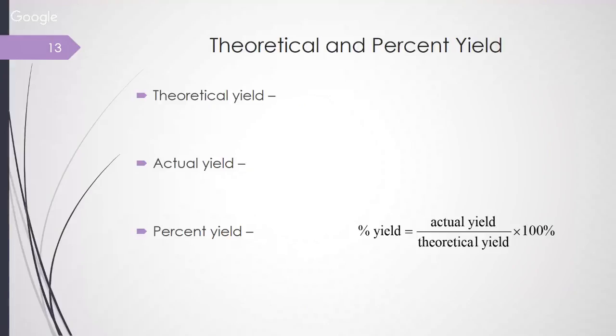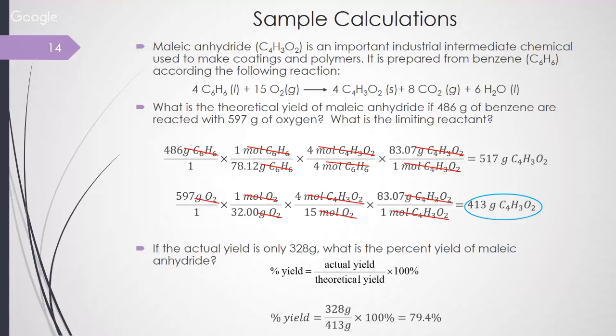So in the book or in the problems that we're going to do, the actual yield has to be given to you. This is not a number that you calculate. It's not a number that you guess at. It has to be provided. So, some sample calculations with theoretical yield, actual yield, and percent yield.